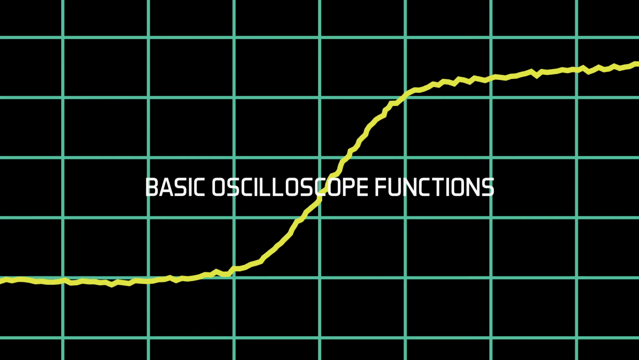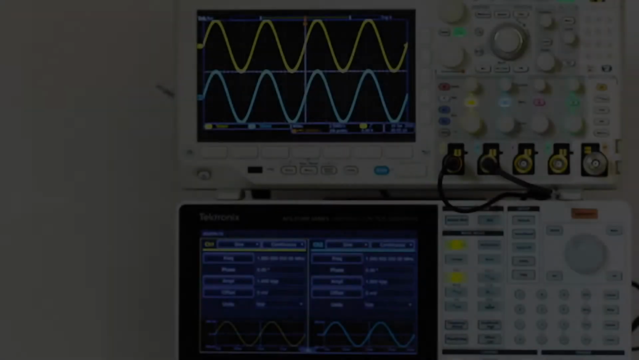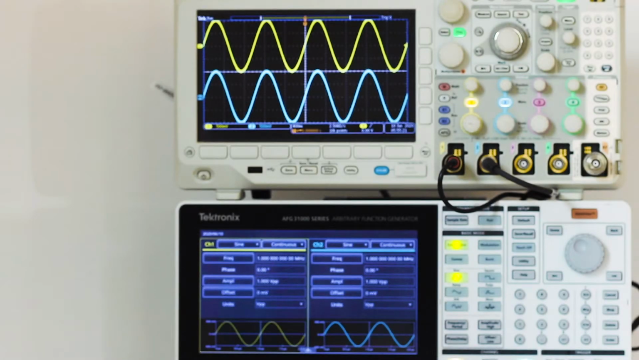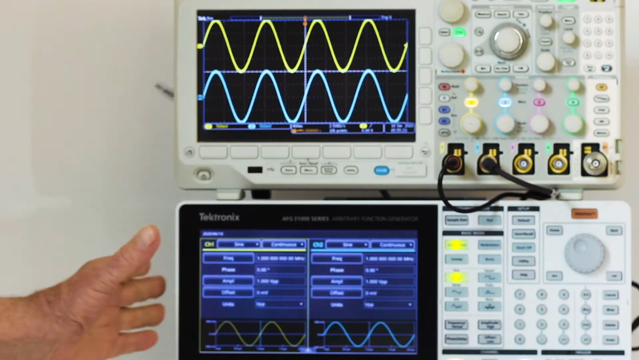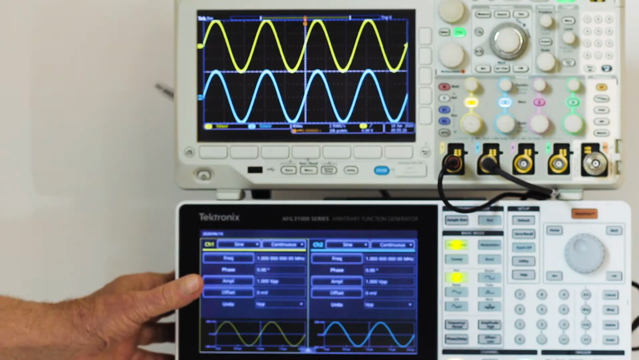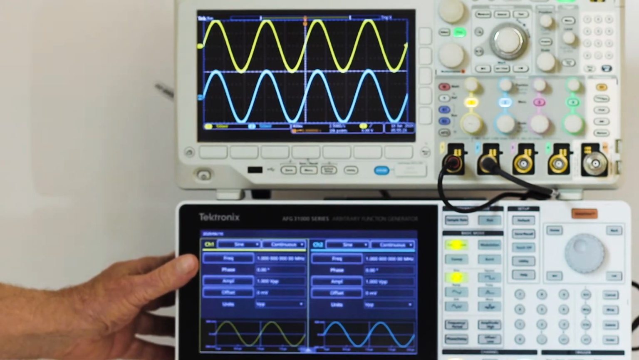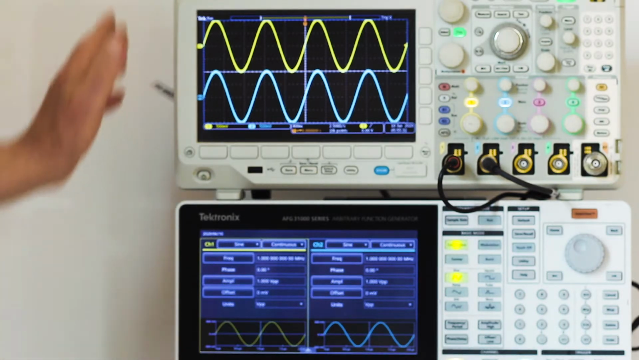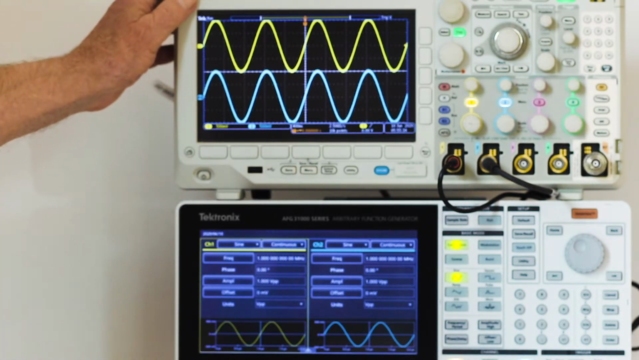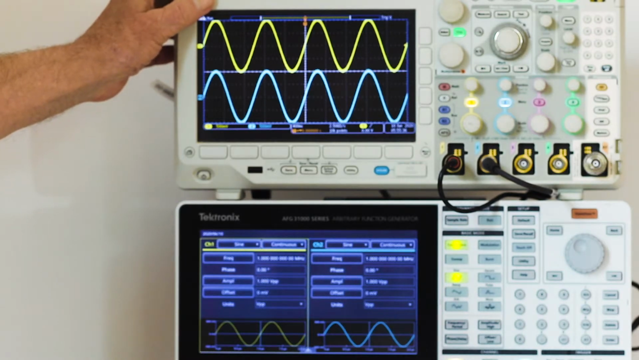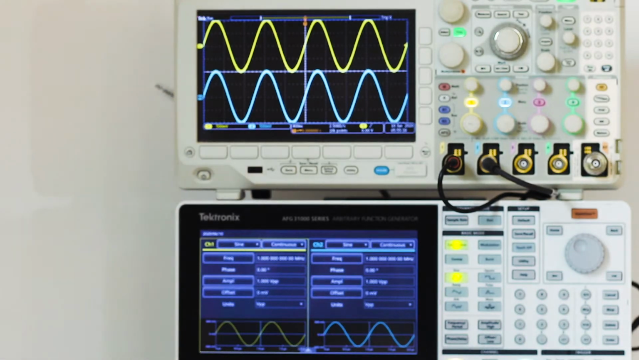Today we'll review some basic oscilloscope functions. We've connected channels 1 and 2 in the Tektronix AFG3000 Series function generator via BNC cables to channels 1 and 2 in this Tektronix MDO3000 Series Oscilloscope. To begin in a basic way, we fed sine waves from one instrument to the other.